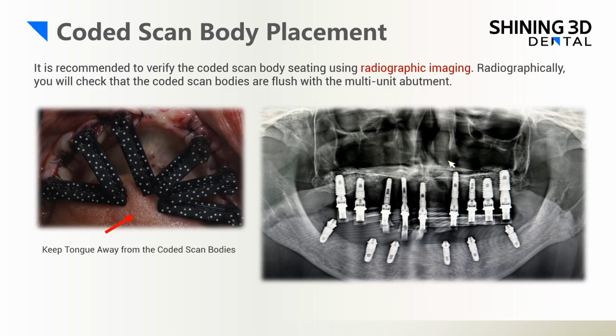It is recommended to verify the seating of the coded scan bodies using radiographic imaging. Radiographically, you will check that the coded scan bodies are flush with the multi-unit abutment. It can help ensure the overall success rate for this kind of case. Once all the coded scan bodies are confirmed, we can begin capturing the implant positions.